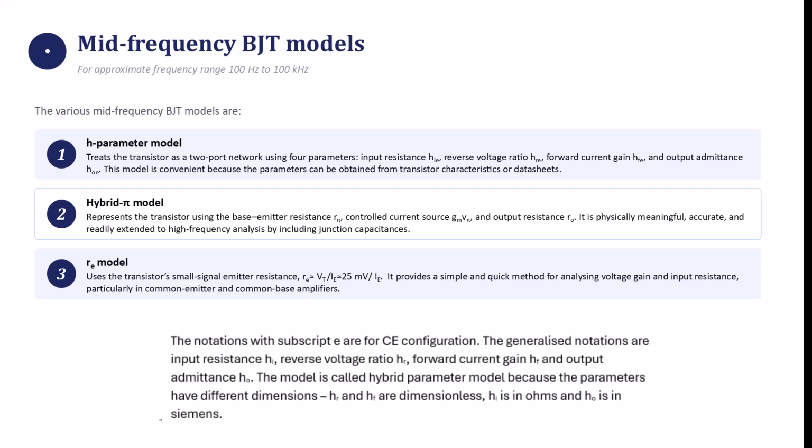The third is the RE model. It uses the transistor small signal emitter resistance RE, which is approximately equal to VT over IE, or about 25 millivolts over IE. It provides a simple and quick method for analyzing voltage gain and input resistance, particularly in common emitter and common base amplifiers.